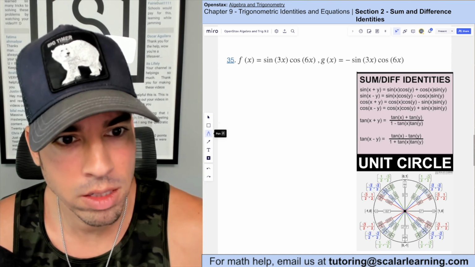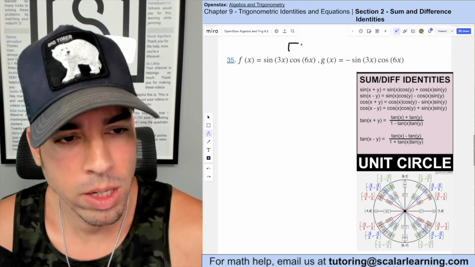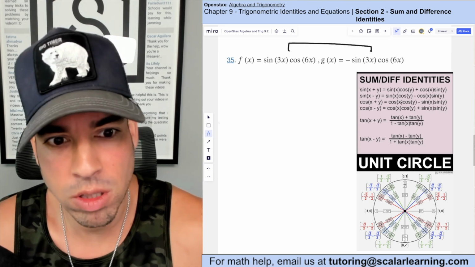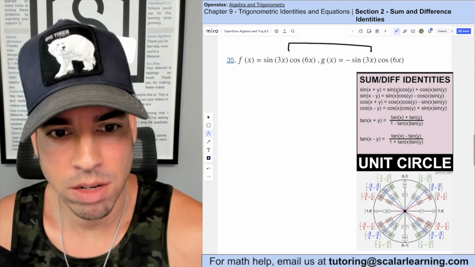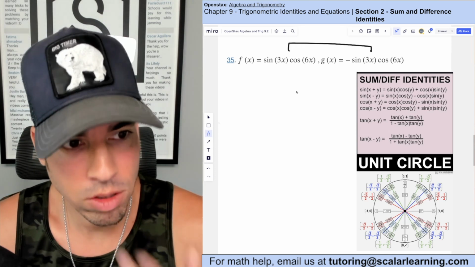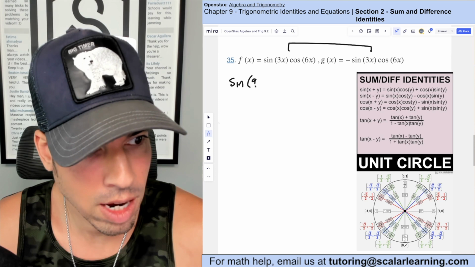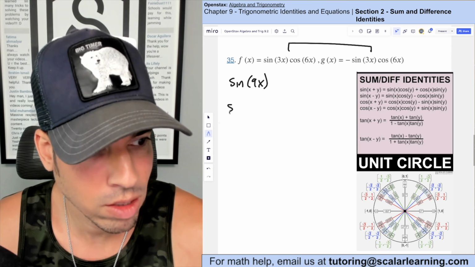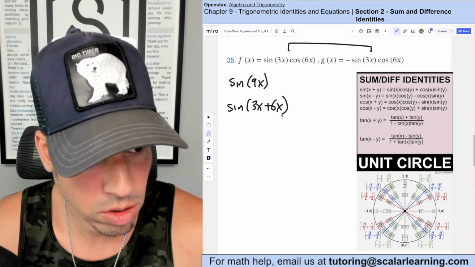And what I'm recognizing is that if we look at these two together, it almost looks like our summation formula in a sense, right? Sine of an argument times cosine of a second argument. So I'm going to use that as the basis to derive this. So let's imagine sine of 9x. The reason why this is cool is because I can rewrite this as sine of 3x plus 6x, okay?